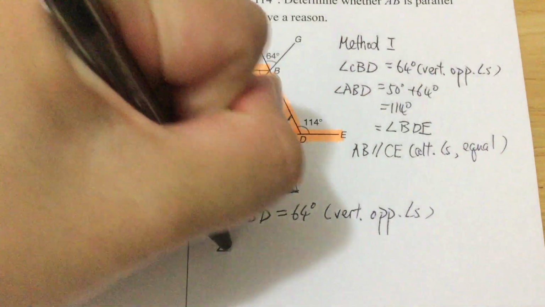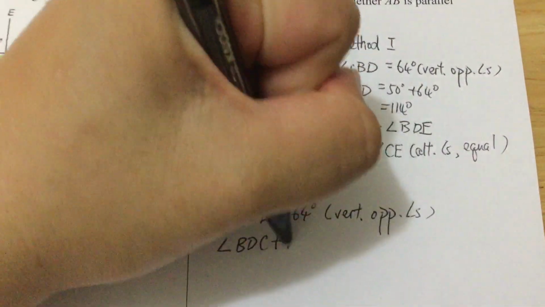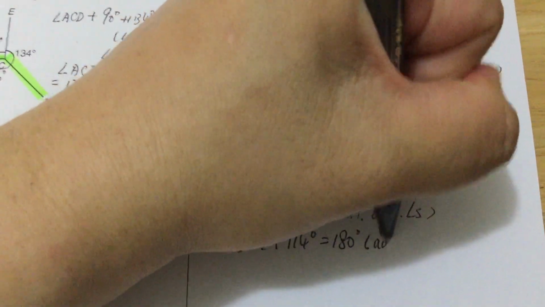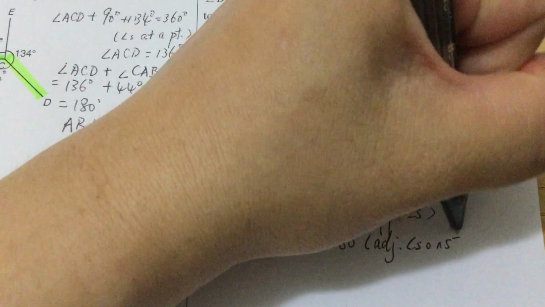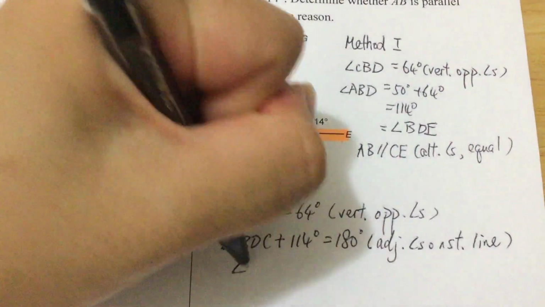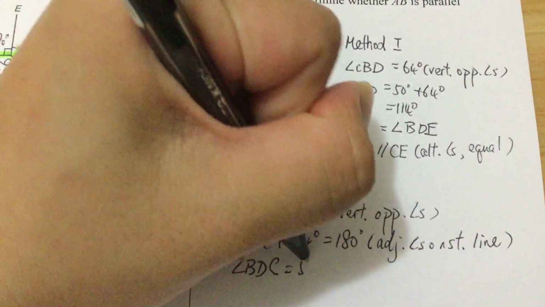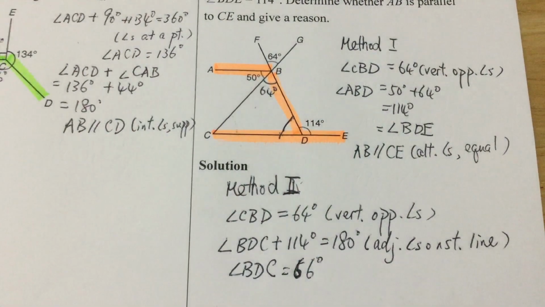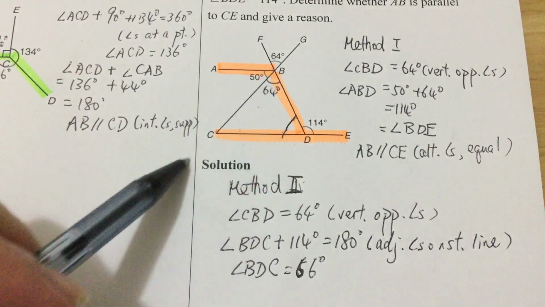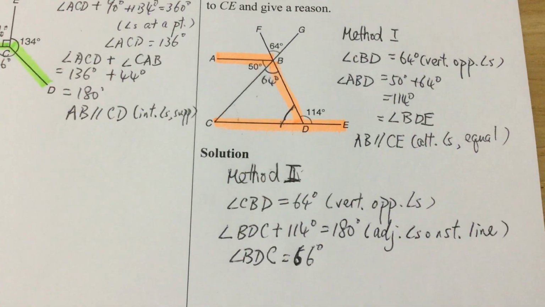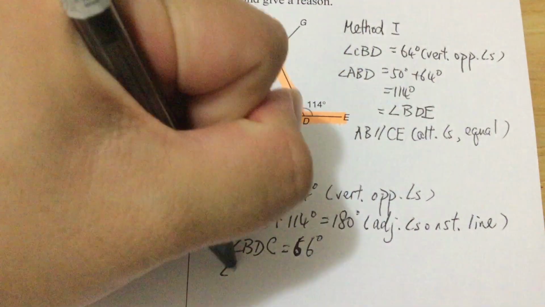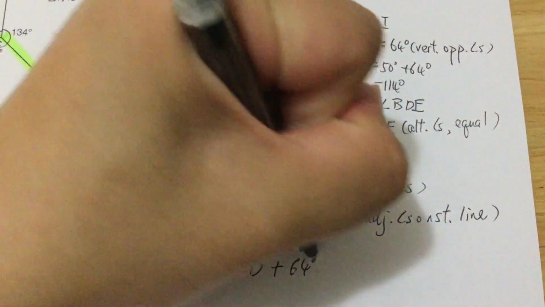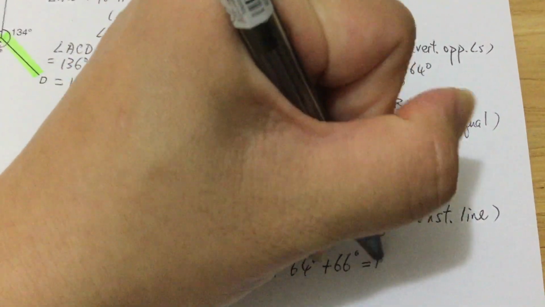So we will say angle BDC plus 114 degrees will equal 180 degrees. We can say this one is the adjacent angles on a straight line. Okay, so we can say angle BDC is equal to 56, right? No, 66 degrees, sorry, 66 degrees. Now finally, we can use the angle sum of triangle to find out the angle BCD. Now angle BCD plus 64 degrees plus 66 degrees equals 180 degrees.